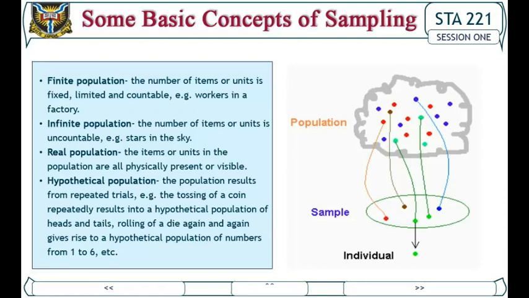Hypothetical population. The population result from repeated trials, e.g. the tossing of a coin repeatedly, result into a hypothetical population of heads and tails. Rolling of a die again and again gives rise to a hypothetical population of numbers from 1 to 6, etc.